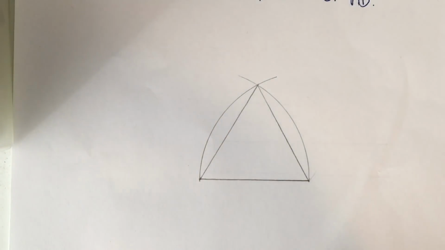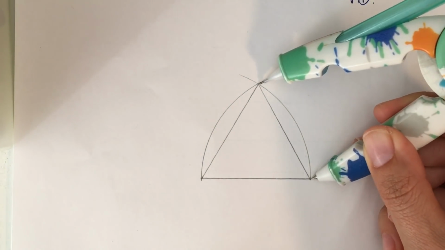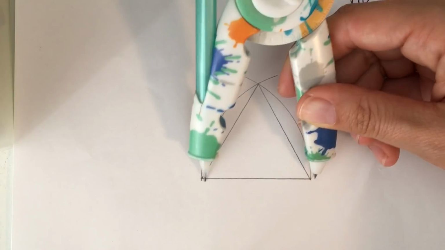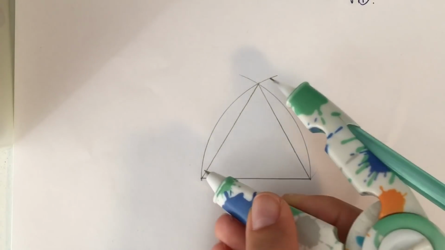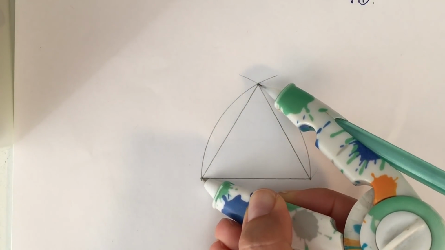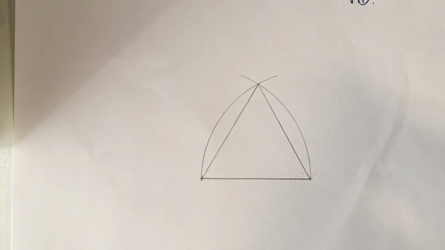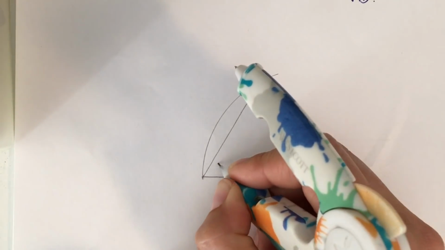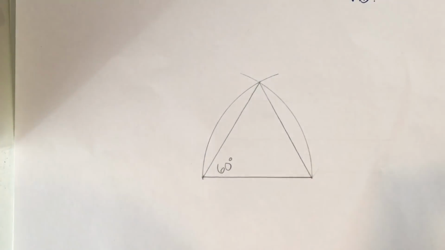All right, so if I use my compass, I can compare the three sides. Here we have the same length, and same length. All right. When I construct an equilateral triangle, this also allows me to draw a 60-degree angle.